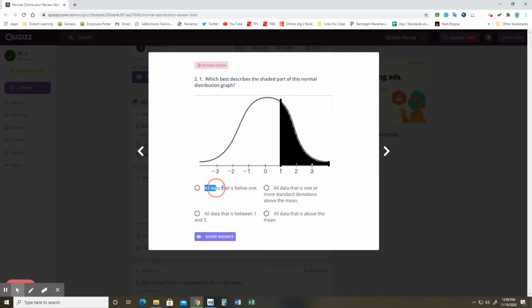This statement here, all data that is below 1, doesn't really mean much considering that they're not really describing what 1 is. All data that is between 1 and 3, if you said standard deviations, that's one thing, but it does clearly go beyond 3 standard deviations. All data that is above the mean: anything that has a z-score greater than 0 would be above the mean. The answer has to be all data that is 1 or more standard deviations above the mean. And you can see that right there with that green check mark.